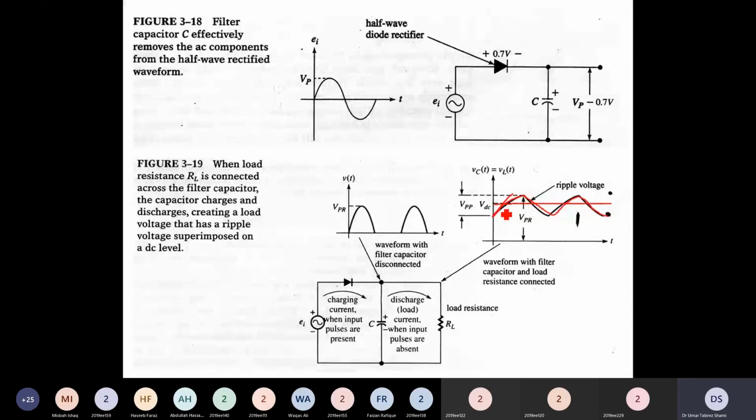So first, without the capacitor, this was our output voltage waveform with too much ripple voltage. With the addition of the capacitor, we are now over here. That is, the output voltage has reduced ripple voltage. The ripple voltage formula is again V peak minus V minimum. The difference between the peak value of the output and the minimum value of the output is the ripple voltage.